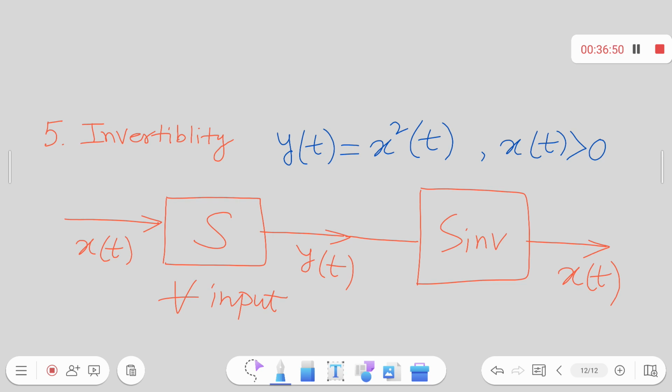Suppose for the inverse system, input is 25 and output is, say, minus 5. That means you have not produced the proper input. Can you get the point? 5 goes to 25 through the square law, and 25 goes back to 5 or minus 5. So the system is not invertible.